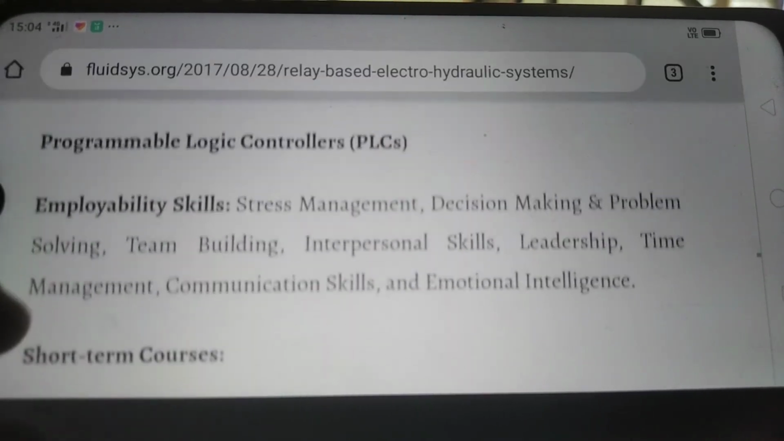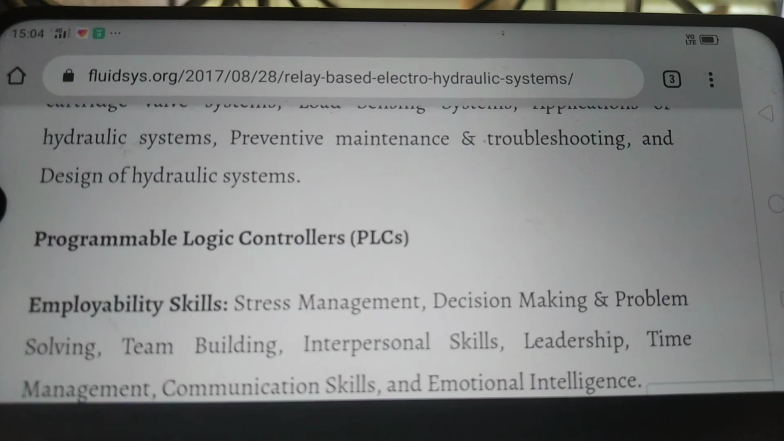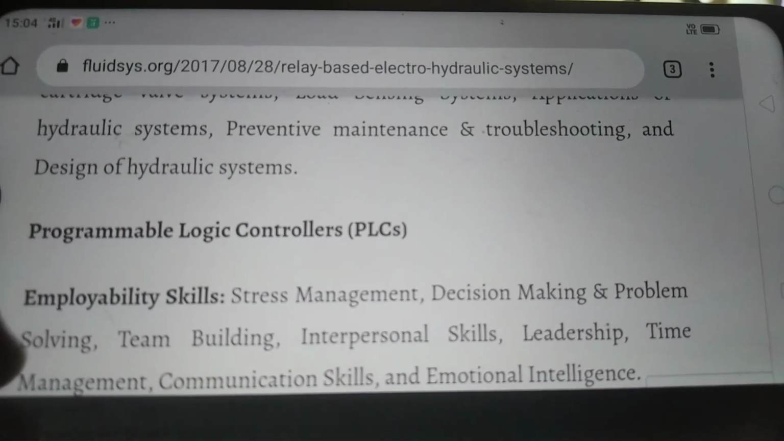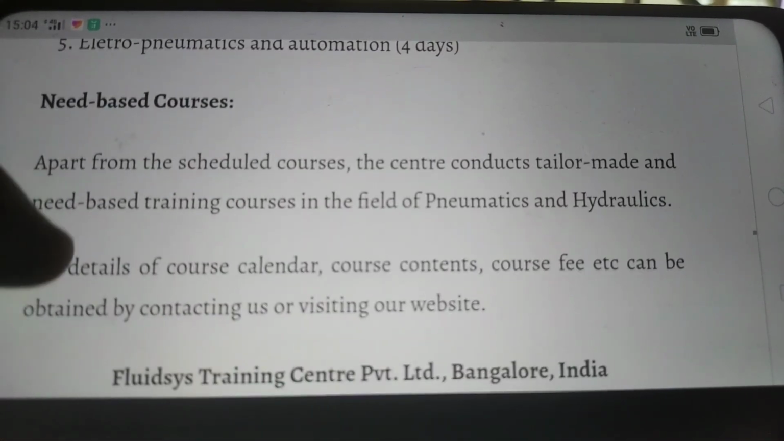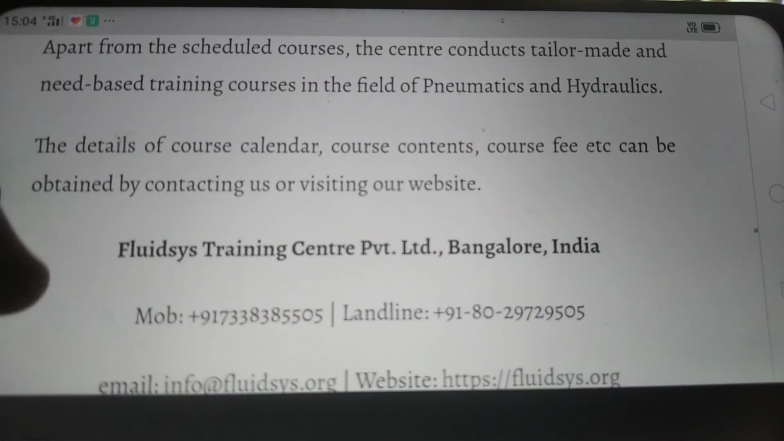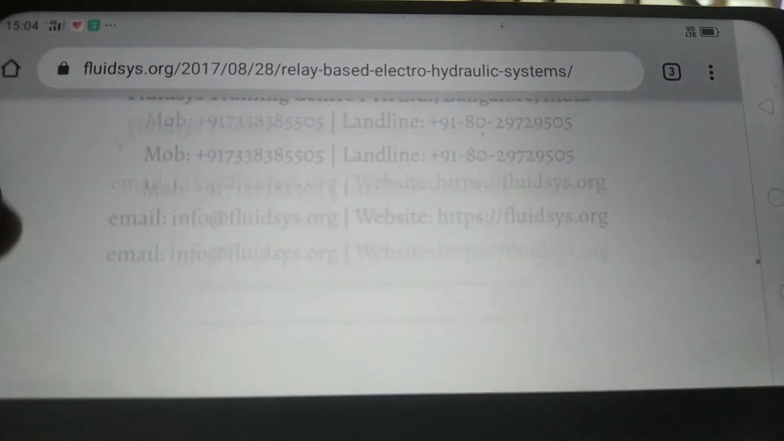Okay, thank you. In the next lecture, we will discuss the PLC. What are the programmable logic controllers and what are the uses of PLC? Thank you.